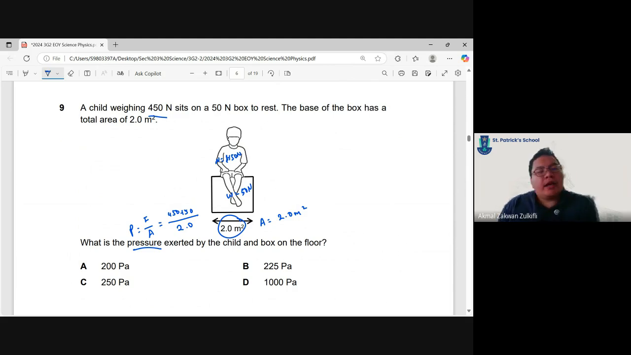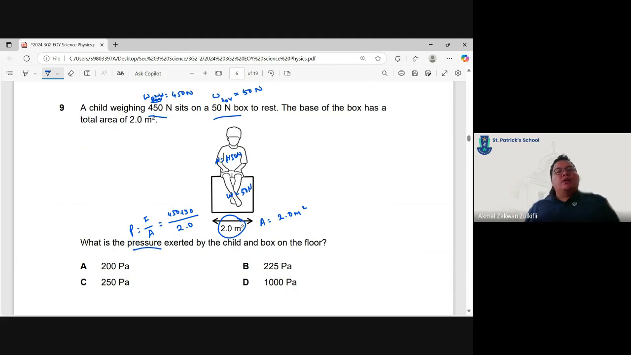Okay, so always have the habit when you see the different values and they tell you values, write down what this value means. Either you indicate in the diagram or go and write it down: 450 newtons, this is weight of the child, and the weight of the box is 50 newtons. Okay, so go and indicate this so that when you come and put in the formula P equals F over A, oh, I know immediately what are the different values I have already. I know which one I can substitute.